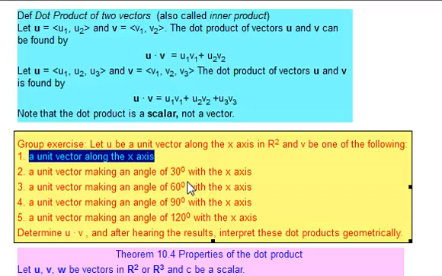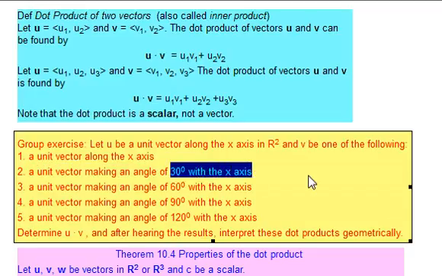So a unit vector making an angle of 30 degrees with the x-axis, well, cosine of 30, you should recall, is square root of 3 over 2, and sine of 30 is 1/2, so it's square root of 3 over 2 i plus 1/2 j, and when you dot that with i, you get square root of 3 over 2.